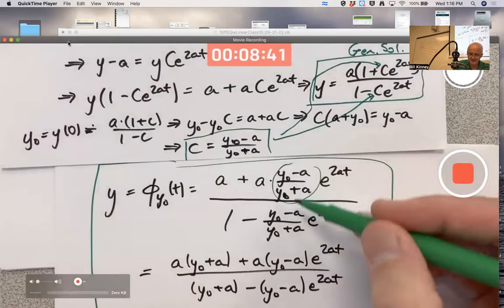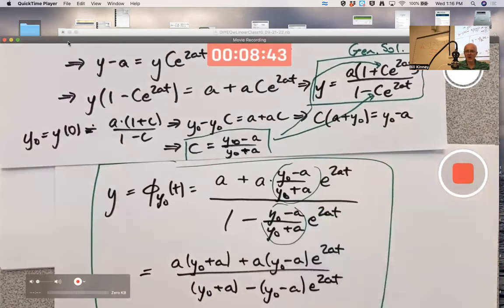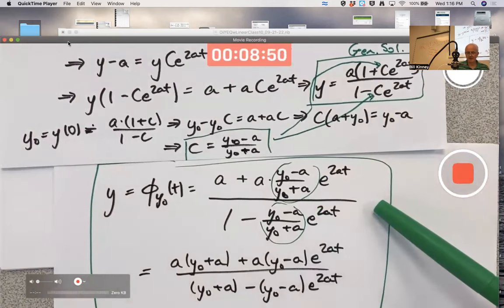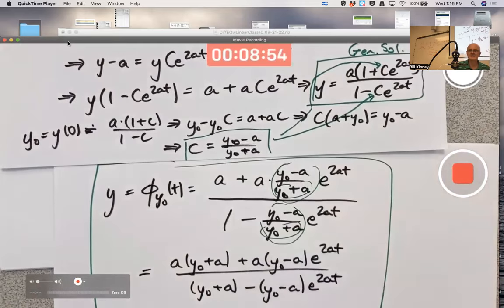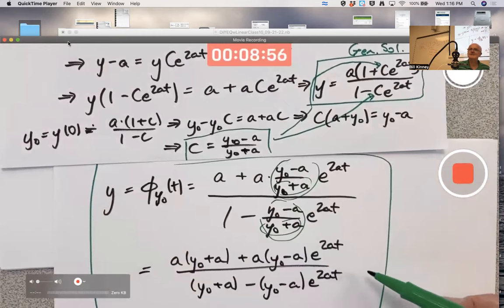There, I plugged them in. And so that's fractions within fractions. I don't like that so much. So then I multiplied the top and the bottom of this by the common denominator that you see here, y0 plus a, and wrote my final answer like this.